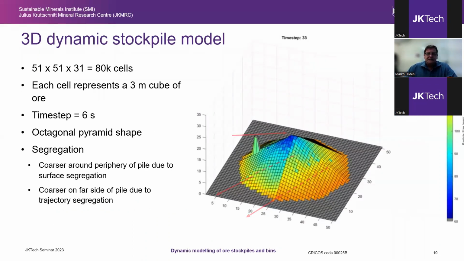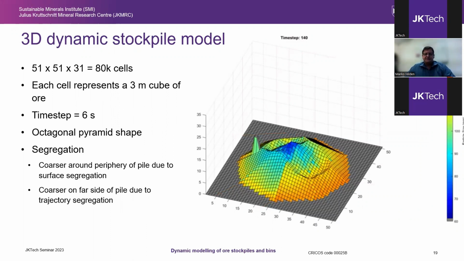So the simulated stockpile is made of a grid containing about 80,000 cells, each of 3 meters in size. Those arrows there before showed the locations of the conveyors, and the cells are colored by size. So this simulation uses a 6-second time step, and notice there's an octagonal pyramid shape, which is the result of the assumptions in the surface flow step that consider only the 8 surrounding columns. Here, we've assumed that we have a constant angle of repose.